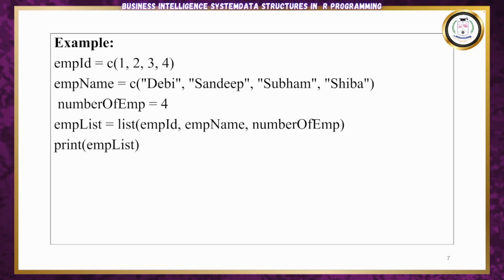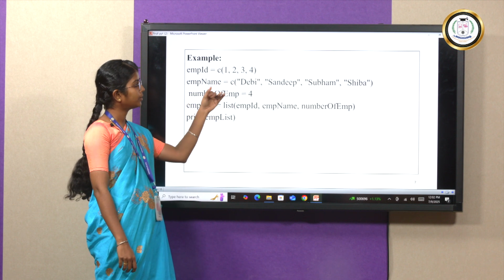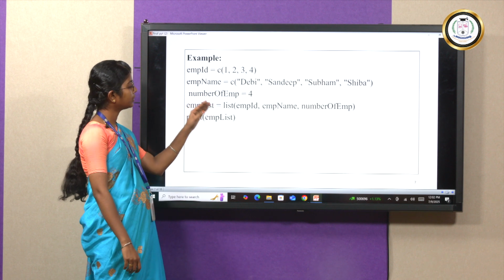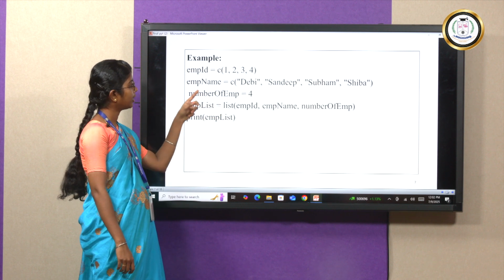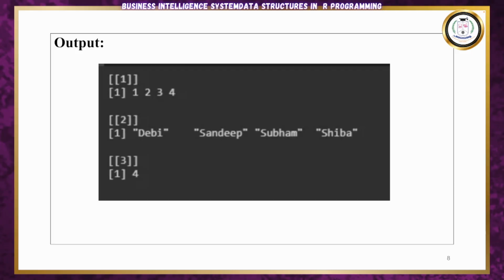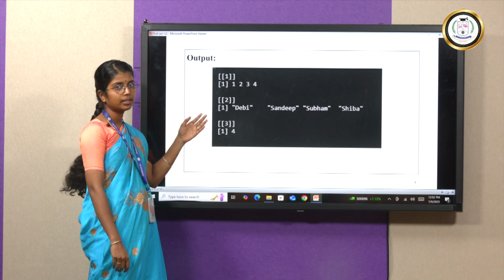For example, we have the employee details. Employee ID equals c of 1, 2, 3, 4, and this is full of integer values. Employee name equals the string values, and number of employees is 4. And in the employee list variable, we are giving list of the employee ID, name, and number of employees. If we give print employee list, we'll get first the numbers we declared, then the names, then the number of employees. So by this, the list is an ordered collection of elements, created using the list function.